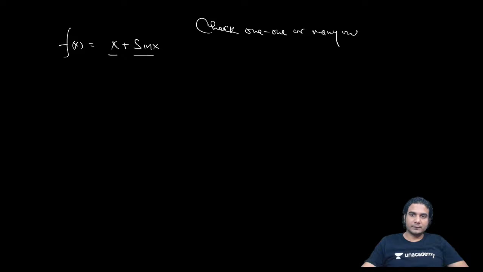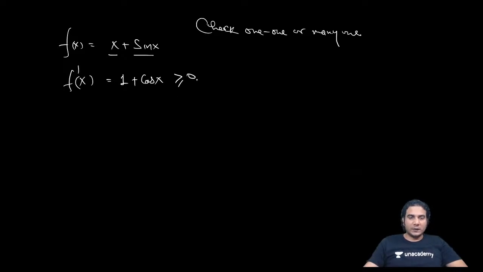Say f(x) is equal to x plus sin x. I know this is a continuous function. Check one-one or many-one. So what am I going to do? I'll differentiate this, because it's a differentiable function, and I'll get 1 plus cos x. Then I can see this is greater than or equal to 0.